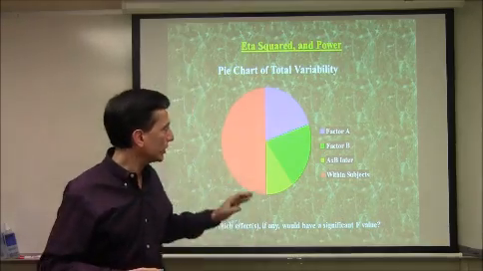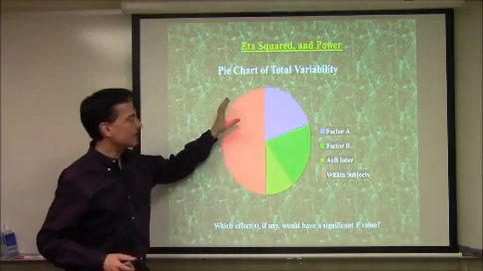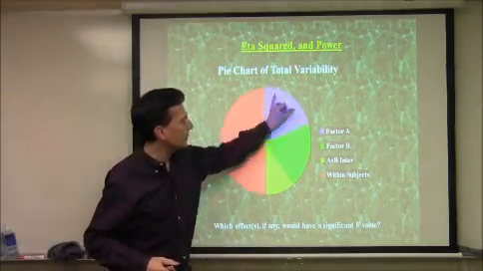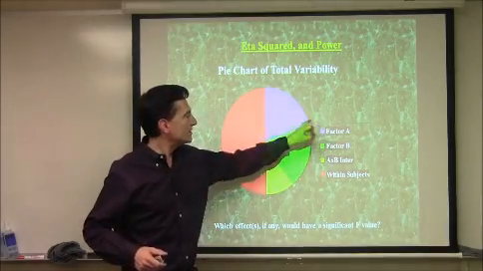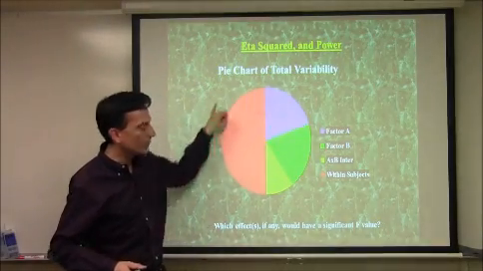If we look at the proportion of the total pie that is occupied by, for example, the blue area, which is factor A, we see that that is quite a bit smaller than the red area.